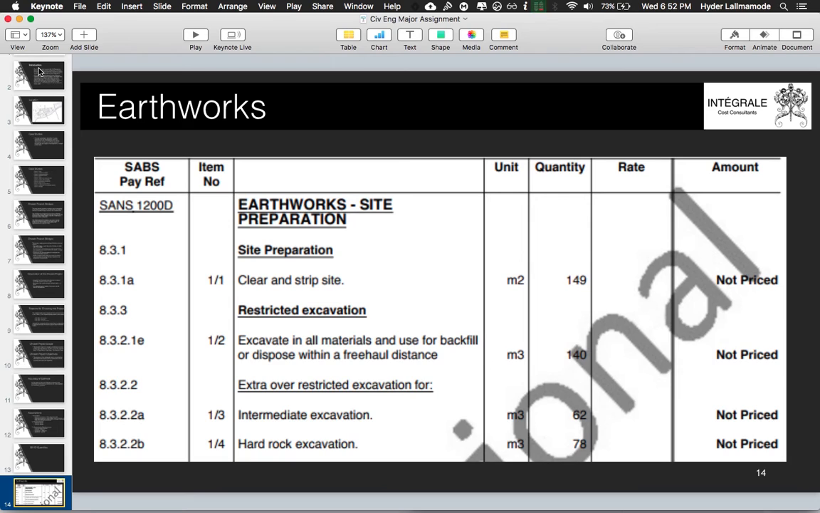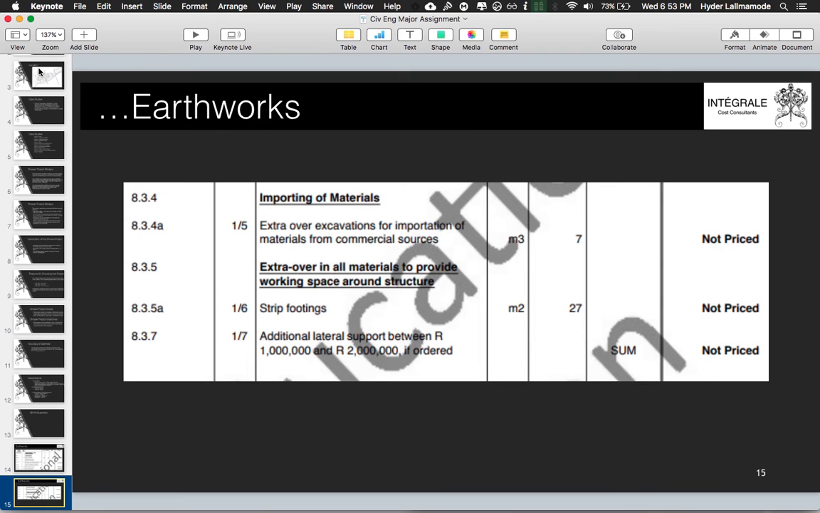Site clearance was measured under SANS 1200D because the overall area was less than 1 hectare. So for SANS 1200D, that is earthworks, we measured items according to the payment references, whereby we had site preparation, restricted excavation, importing of materials, and extra over in all materials to provide working space around structure.